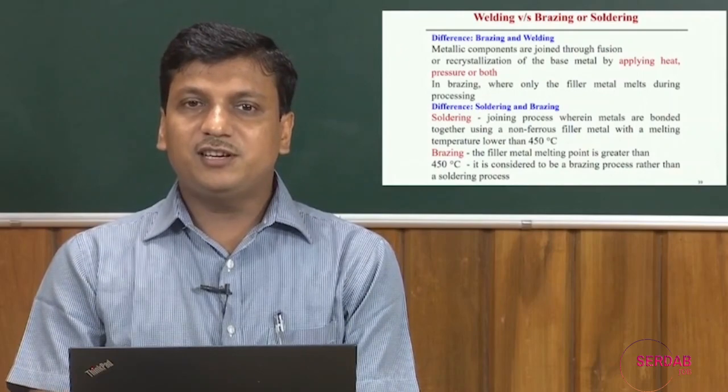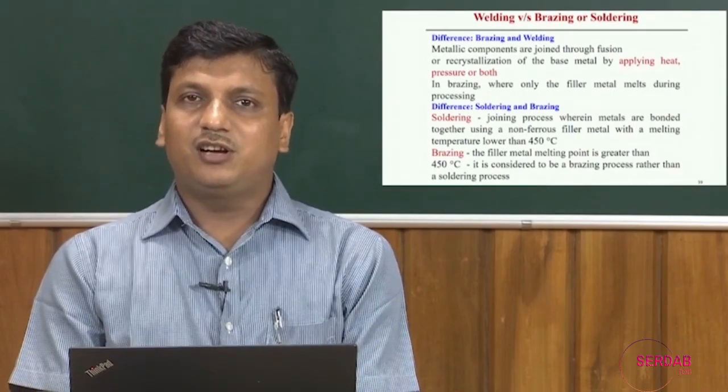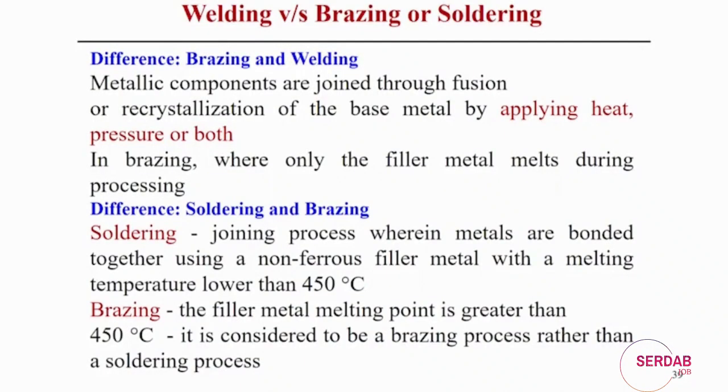Now, brazing and soldering are also kinds of joining processes, but how can we differentiate between them? Soldering is a typical joining process where metals are bonded together using a typically non-ferrous filler material, and we can differentiate between brazing and soldering in terms of the maximum temperature.